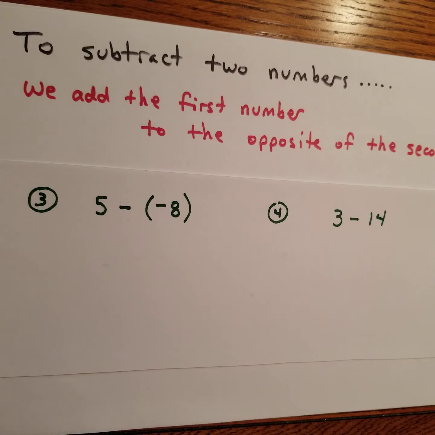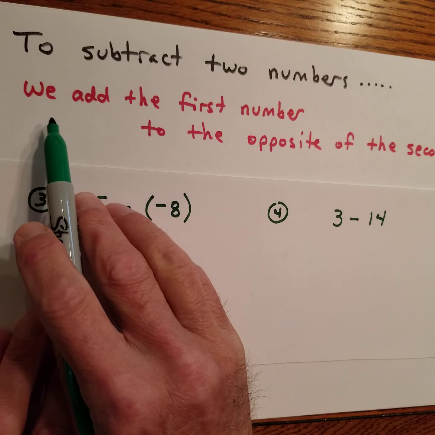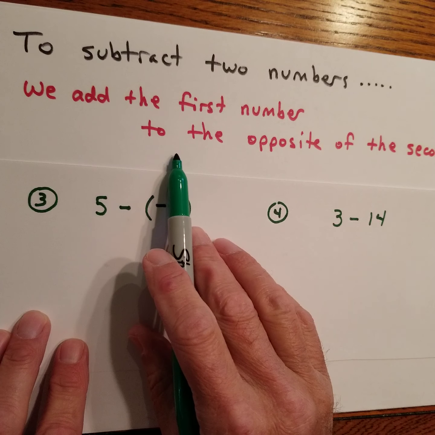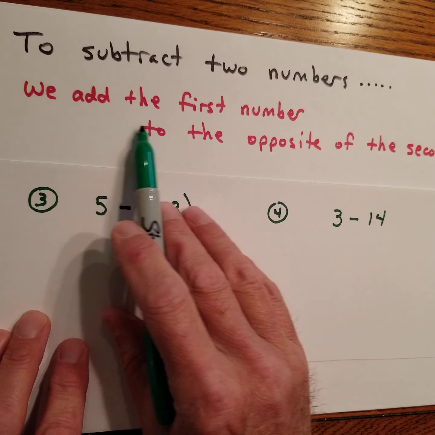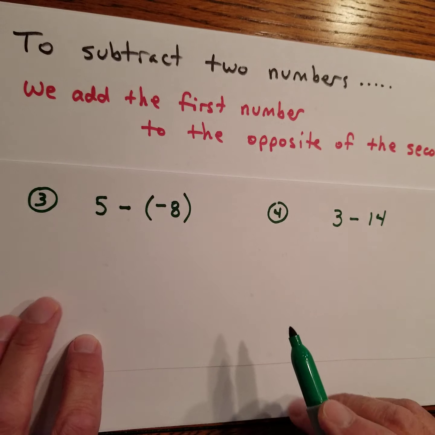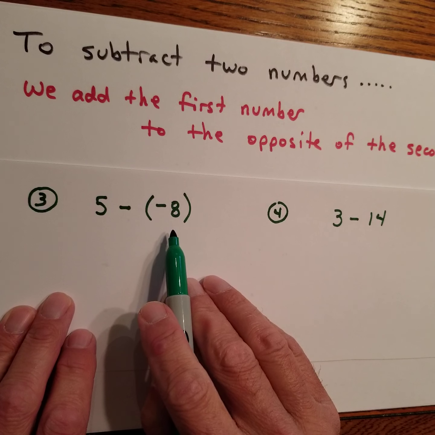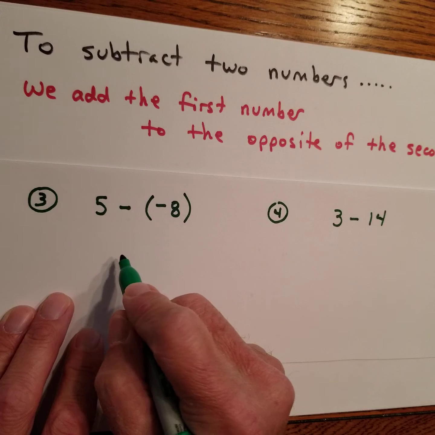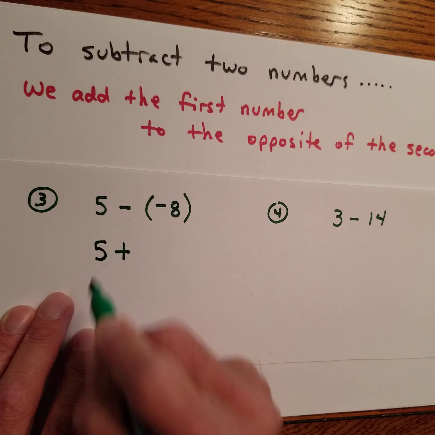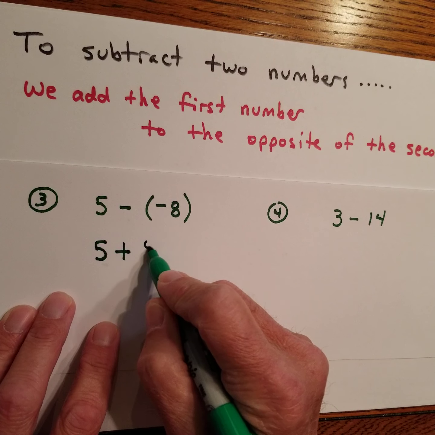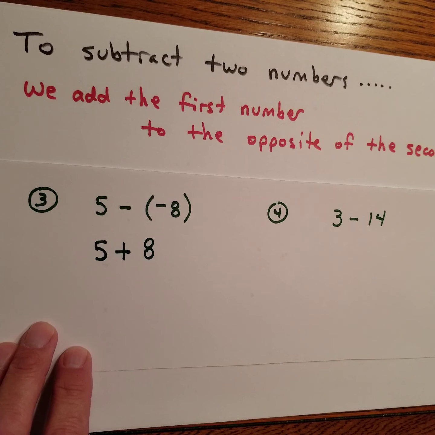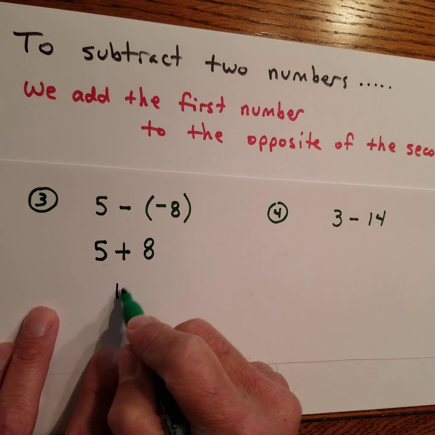Let's review the rules for subtracting with integers. Subtraction, we like to add the first number to the opposite of the second number. When subtracting two numbers, add the first to the opposite of the second. 5 minus negative 8, that's confusing. So instead, we add the first number to the opposite of the second number. The opposite of a negative 8 is a positive 8. Remember our rule, 2 negatives make a positive? Now 5 plus 8, that's easy.